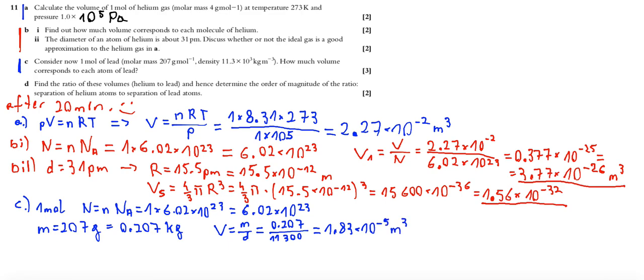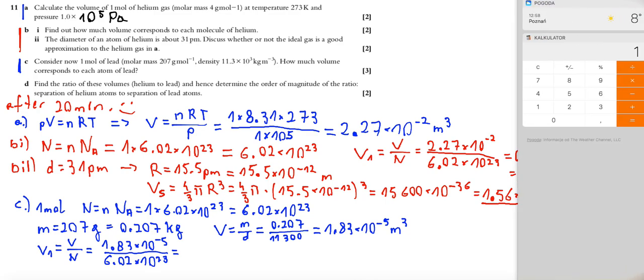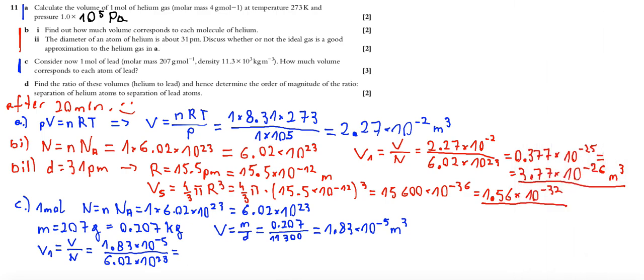Okay, and now to find the volume occupied by one atom of lead, or the volume that corresponds to one atom of lead, we can use the same method as in the previous point. We can calculate this by dividing the total volume by the number of molecules. So by dividing 1.83 times 10 to the power of minus 5 by 6.02 times 10 to the power of 23. So how much is it? 1.83 divided by 6.02 is 0.304 times 10 to the power of minus 5 minus 23, which gives minus 28, which is 3.04 times 10 to the power of minus 29 meters cubed. Okay?